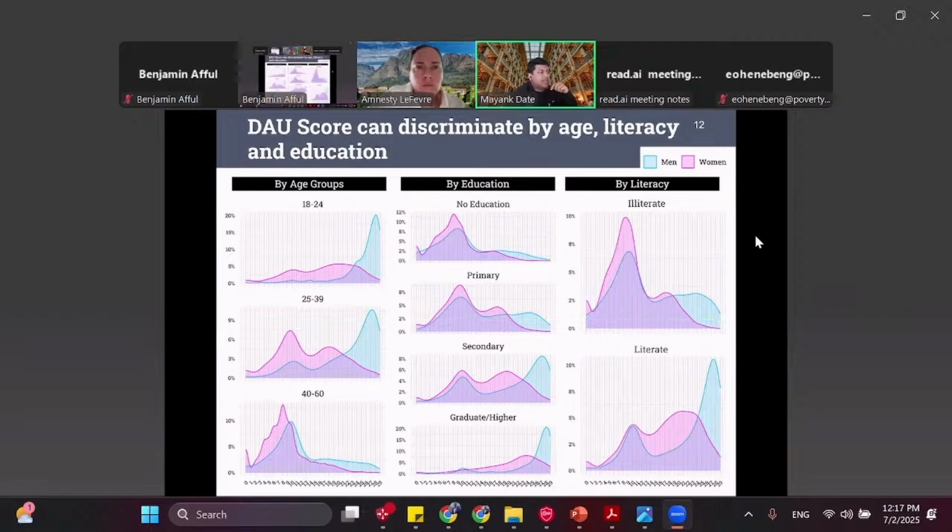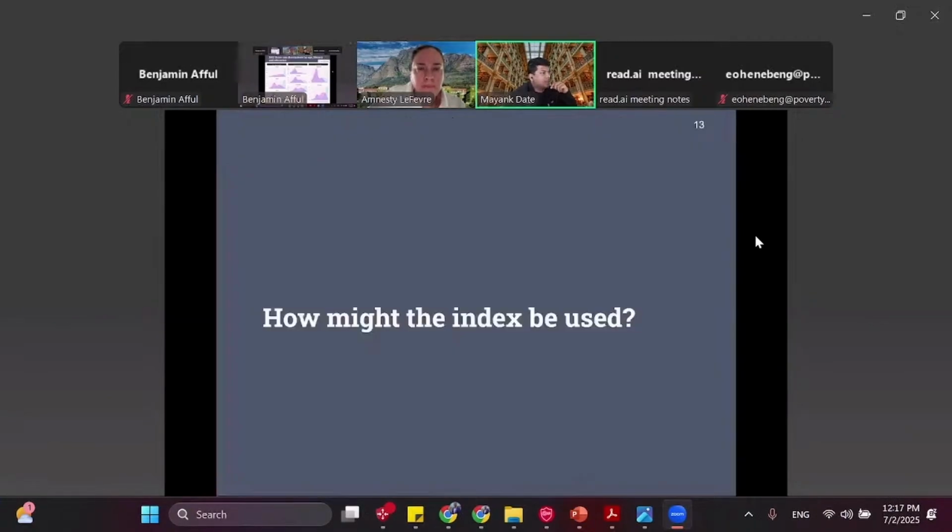But first, as a validation check, the DAU score is able to discriminate well and as expected between different groups of age, education, and literacy. So we see that people with higher education tend to have higher scores, which is what we would expect.